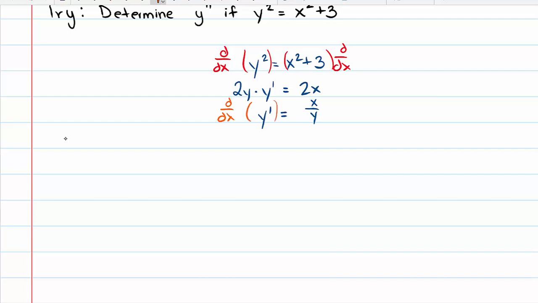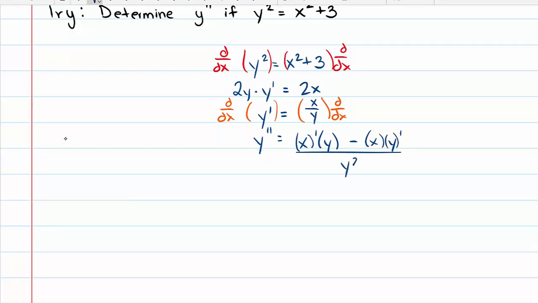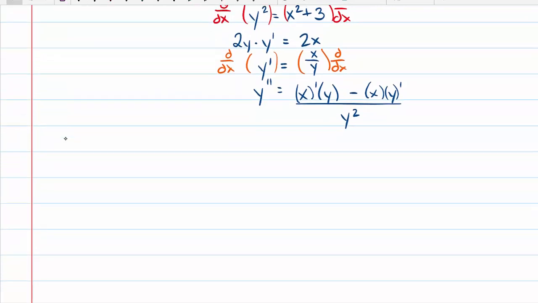Step 2, do it again. Take d dx to both sides. This often happens with implicit differentiation. You often need to use the quotient rule, so make sure you're really comfortable with it. So this is going to be y double prime is equal to the derivative of the top times the bottom minus the top times the derivative of the bottom, divided by the denominator squared. Okay? So this is going to be y minus xy prime divided by y squared.